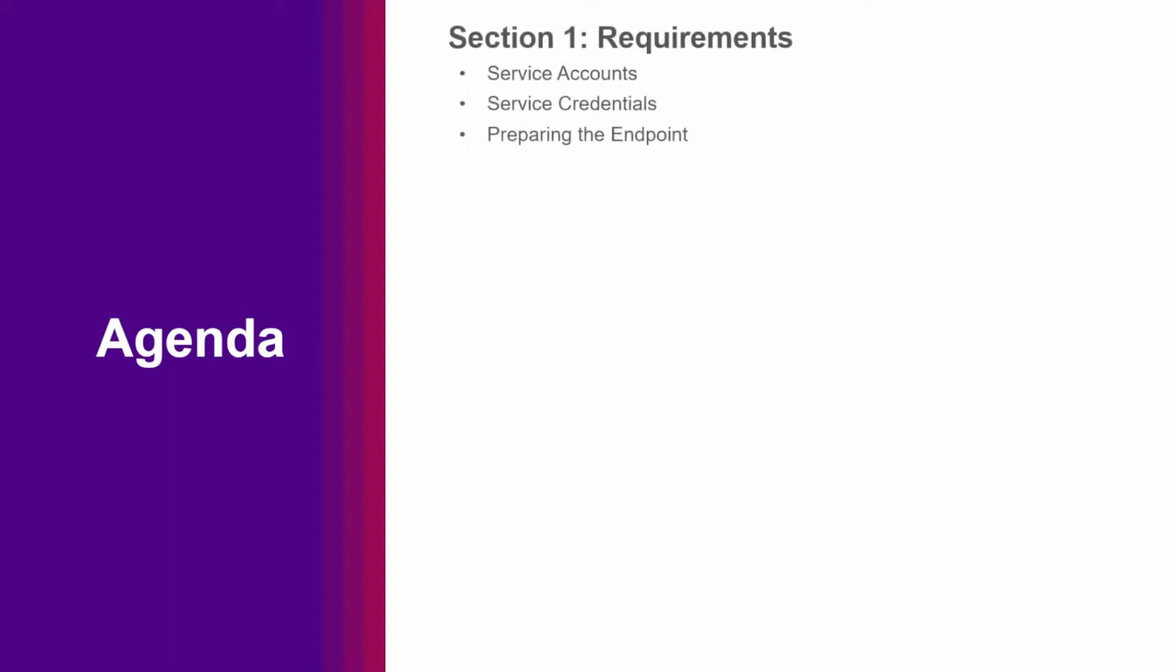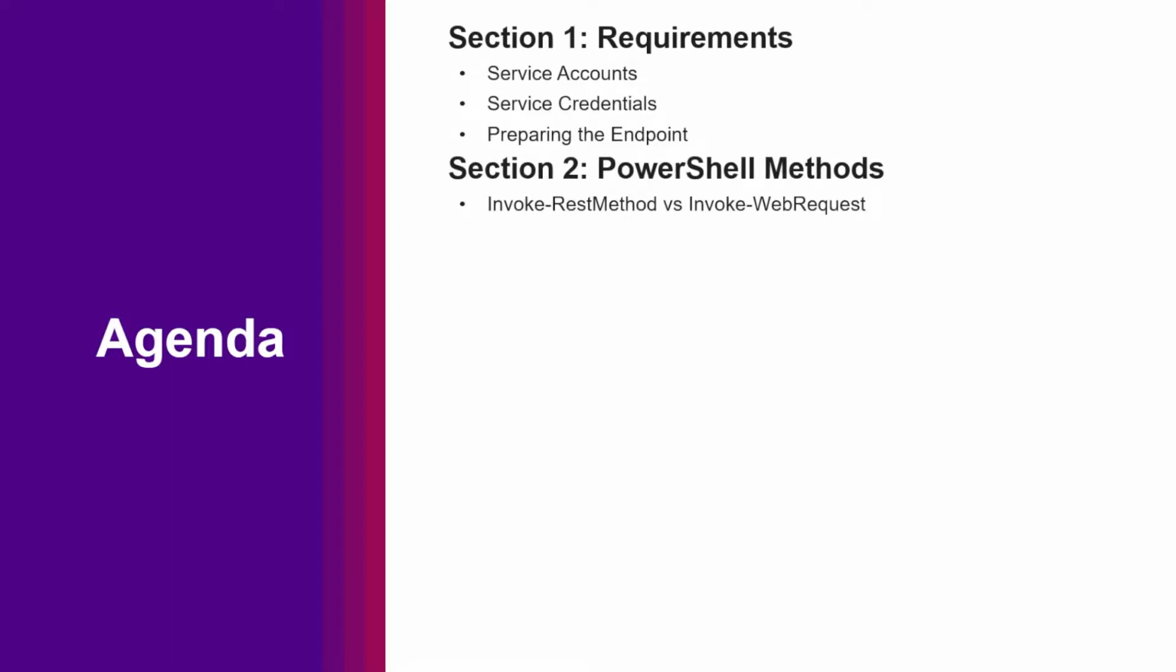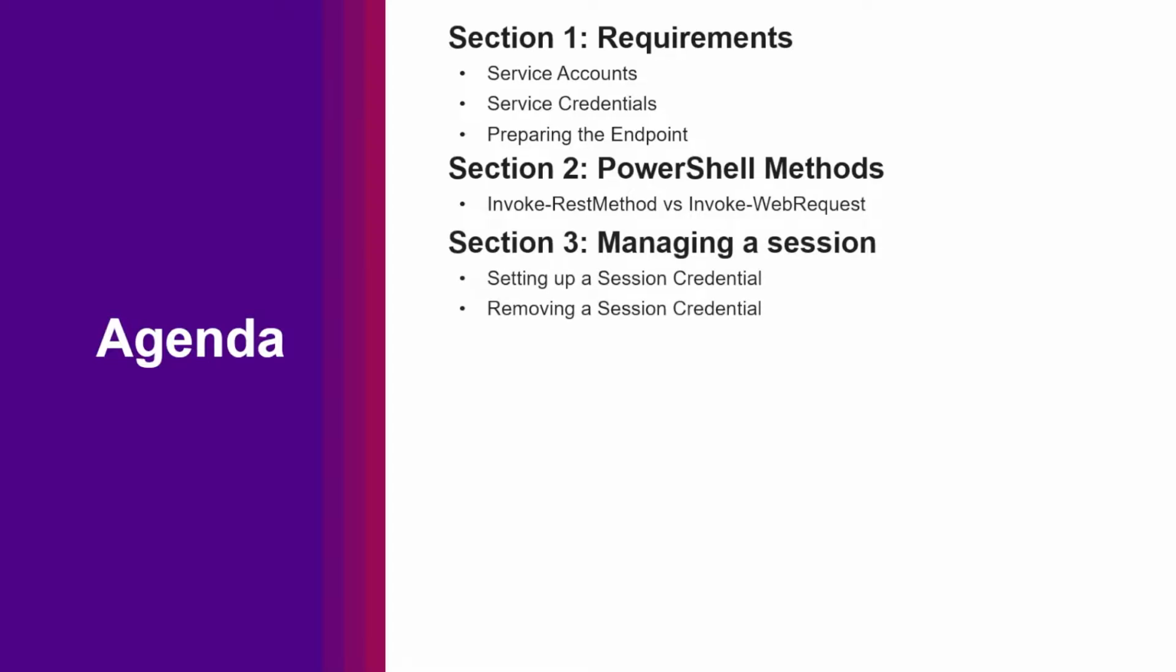In section 1, we'll look at the account requirements for running REST API requests and how to prepare the remote endpoint for sending requests. In section 2, we'll briefly take a look at the two different PowerShell methods you can use to send requests and what the benefits are of using each of these methods. Moving on to section 3, we'll be managing sessions for the REST API service, which will allow us to post and get requests later on.